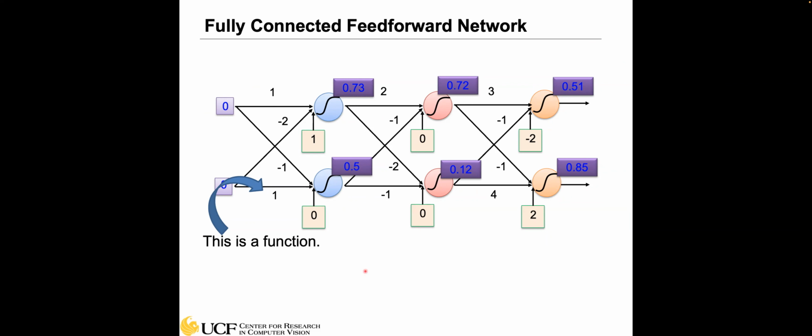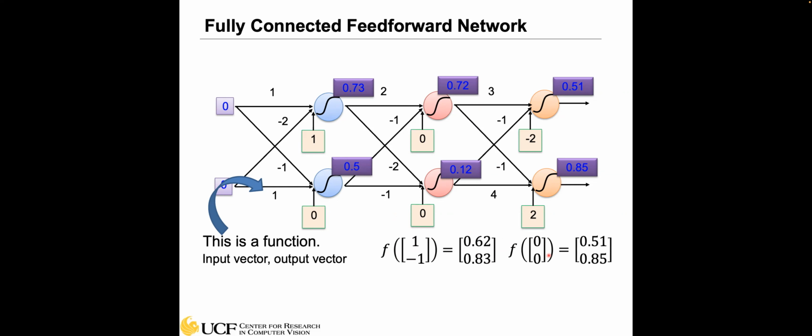So what does this mapping function do? This is the input from the previous example we looked at, the input vector 1, -1, and this is the output based on this mapping function. This is another input vector, 0 and 0, which is this example, and this is the corresponding output vector. This mapping function gives you the output.